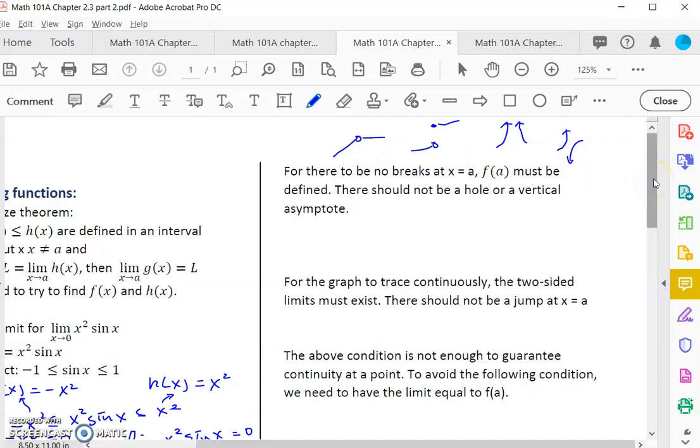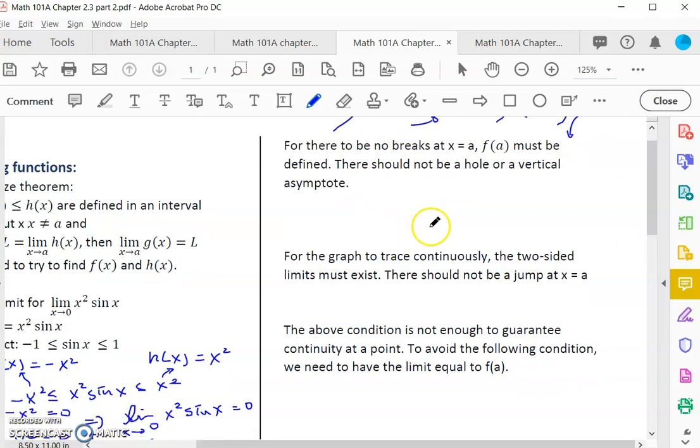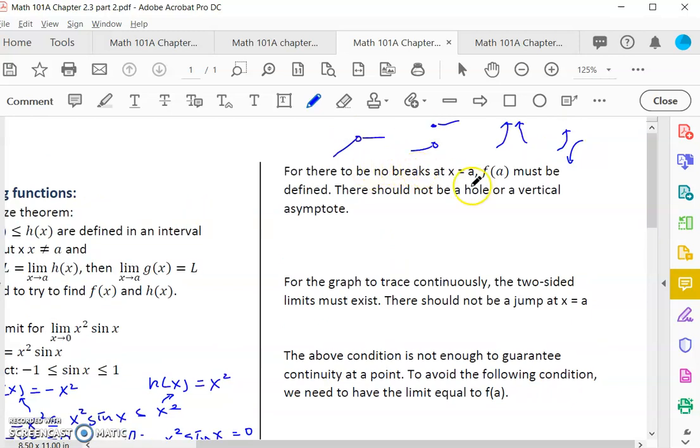So how do we formally collect all these together to say that these are not continuous? And if none of these cases applies, then they are continuous. So let's look at the argument. First of all, if there are no breaks, then the function at x equal to a must be defined.